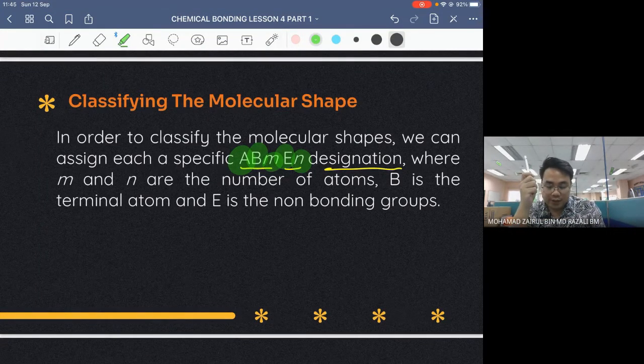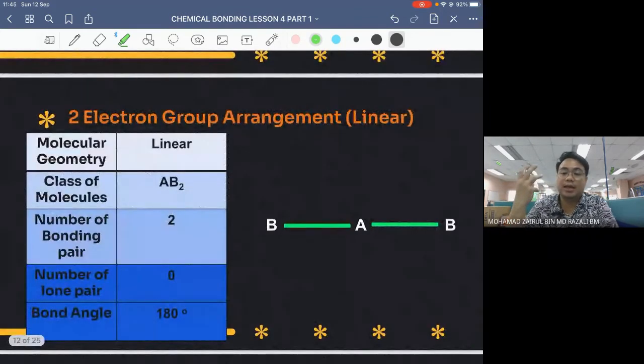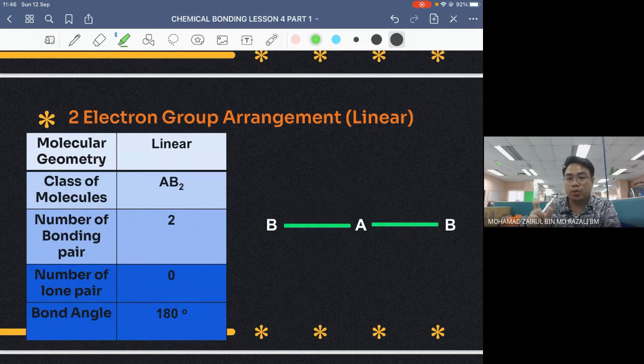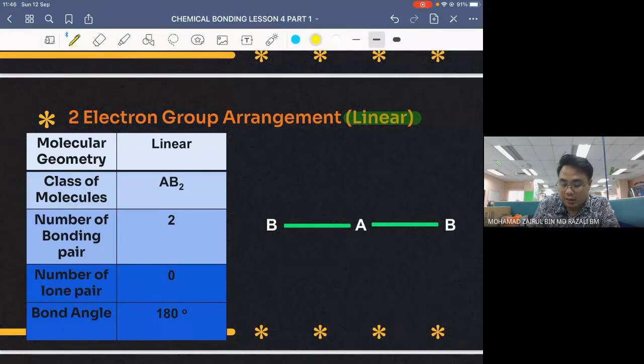So the first, or the simplest, molecular shape that can arise is when you have two electron groups around the central atom. If you have two electron groups around the central atom, you include both bonding pairs and non-bonding pairs. The electron group arrangement, we call it linear. So when there is no lone pair on the central atom, the molecular geometry we call linear molecular geometry, and the class of the molecule is AB2.